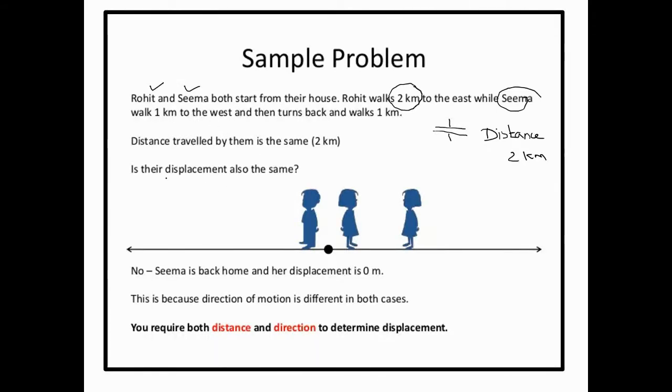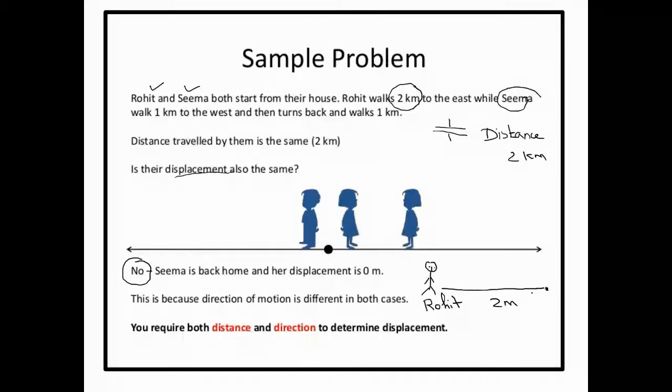Okay, let's come to the displacement. Is the displacement also the same? No, it's not possible. For example, I just draw this diagram. This is Seema. This is Rohit. Rohit is moving 2 kilometers, so he reached 2 kilometers. So what is the distance here? My distance for Rohit is 2 kilometers. And what is the displacement?